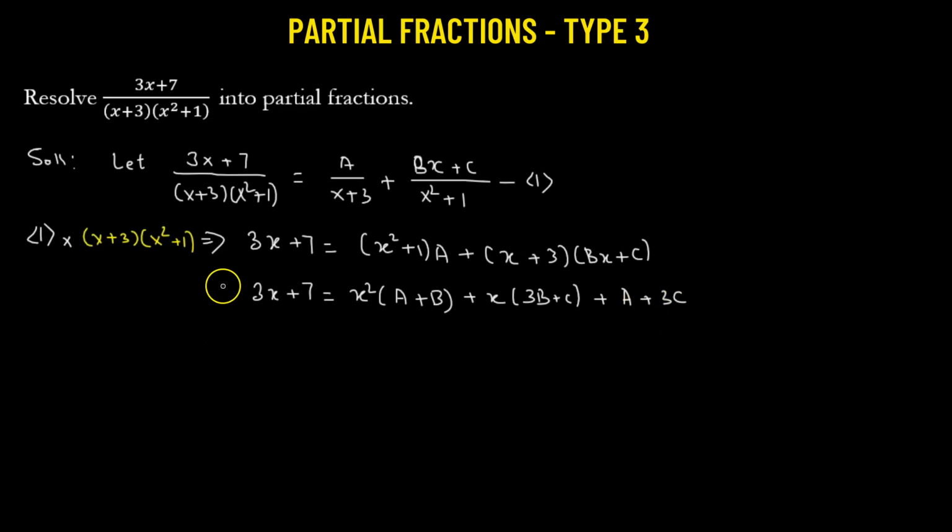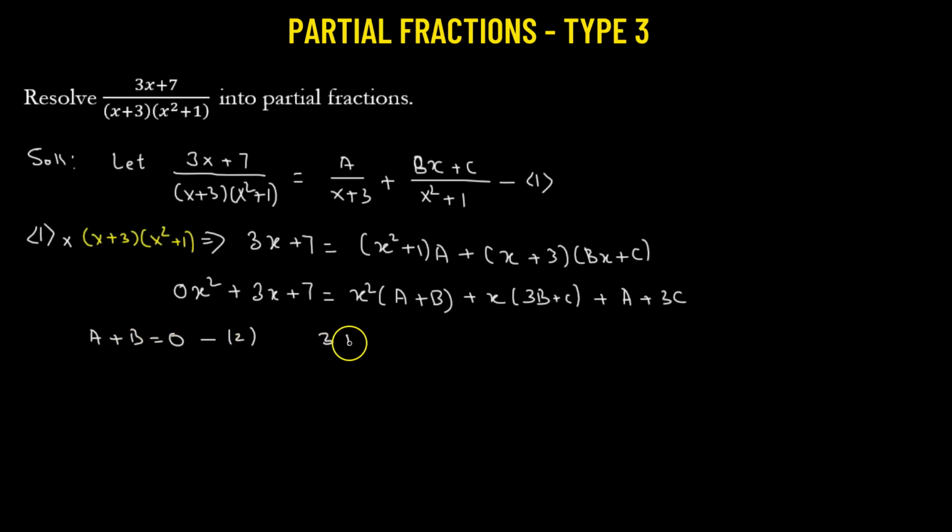Now we are going to include one extra term on the left hand side, which will be 0 times x². This is done so that we can compare both sides and equate the like terms to get A + B = 0. So that's going to give us one equation.